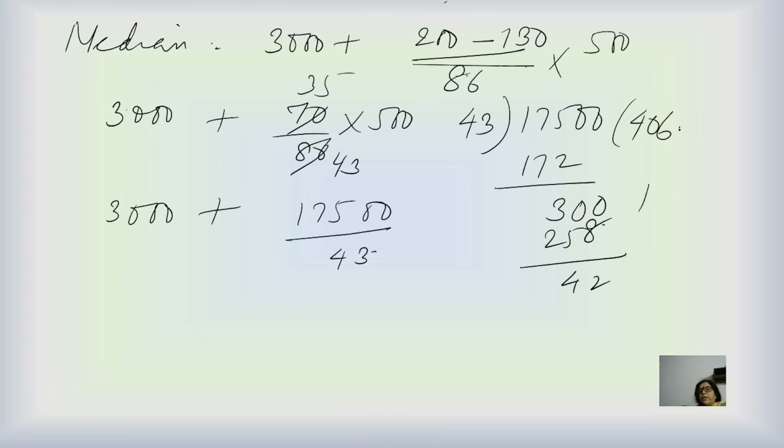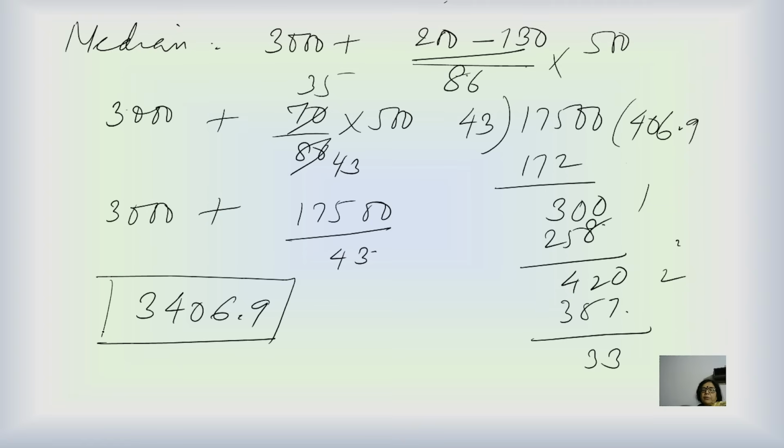Put a decimal point and do one more place. 420. Obviously, it will go beyond this. So let us check out a 9. 9 3 is 27, 2, 9 4 is 36. Yes, 9 times. 9 3 is 27, 2, 9 4 is 36, 38. So this is 3. And this is again 3. So approximately 406.9. So added to this, you get here 3406.9 is the median value of the lifetime in hours.